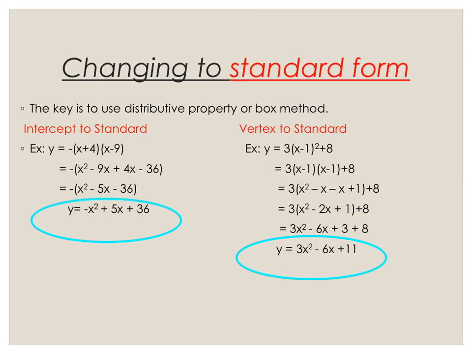If we want to go from vertex to standard form, again, we're using the distributive property or box method. We know that (x minus 1) squared means (x minus 1) times (x minus 1). So we multiply that out, and this is the result. Now we multiply by 3, and this is the result. And now we combine our like terms. And so from vertex to standard form, we get y equals 3x squared minus 6x plus 11. Take a moment to view each of the processes again, and please jot down any questions that you may have.